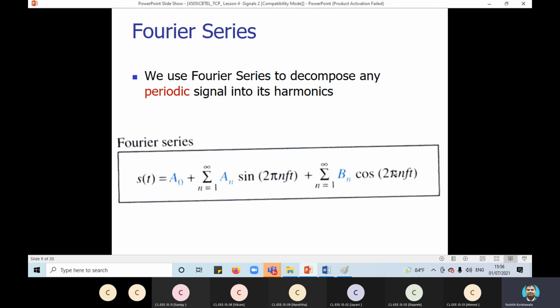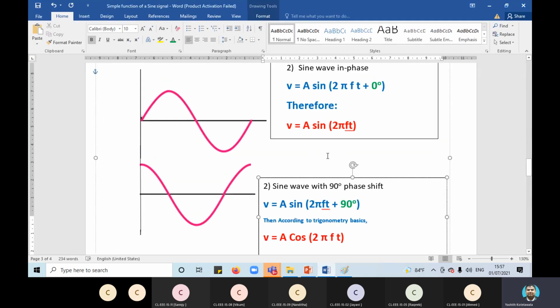Now I hope you know what 2 pi f t is and why you don't have theta here. Because we understood it in this case.